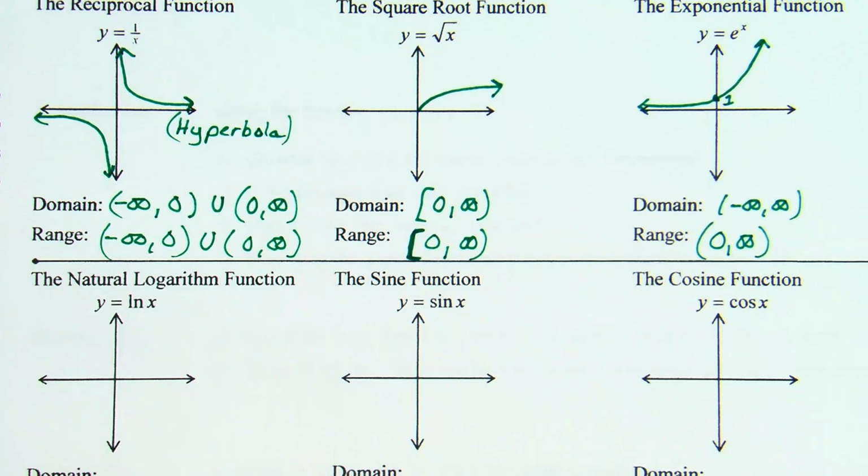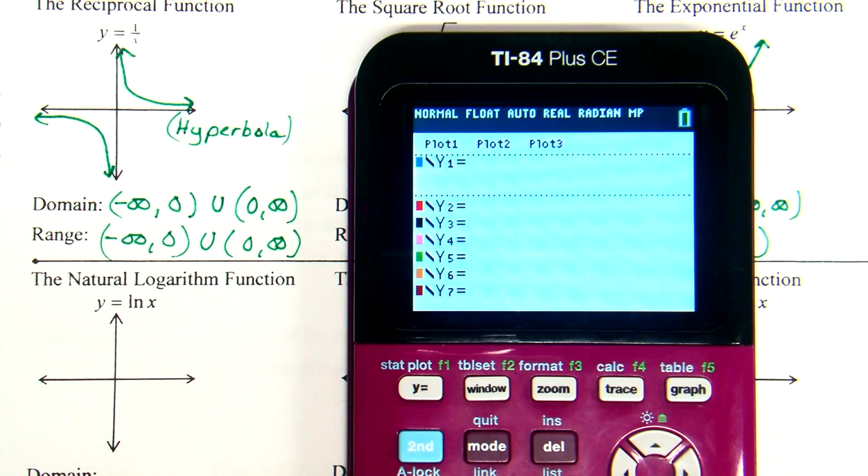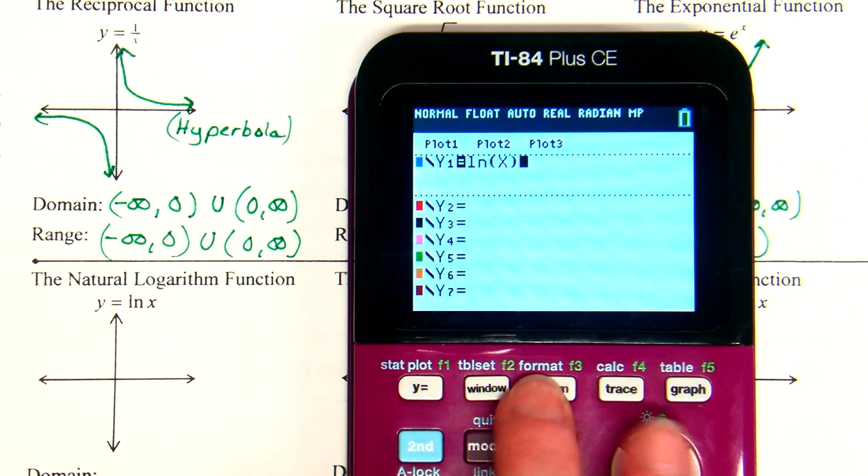Now, that was the exponential function, e to some number. The inverse of e to some number is the natural log function. And in order to do the natural log function, you just found your ln button and typed in x, didn't you? Finish parentheses, or don't finish the parentheses, it'll graph it either way.